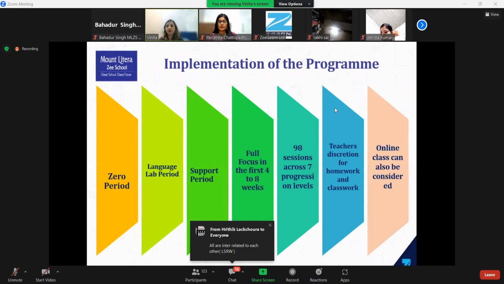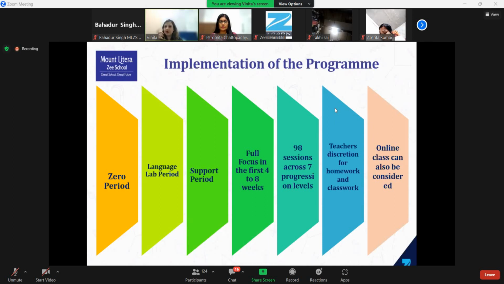Implementation is a very important aspect of this program. I'm sure a lot of us would have it in mind that, okay, this is an English Readiness Program, but how do I go about implementing it? Where do I have the time? So we have to identify, understand, and squeeze in this program so that we help our learners.